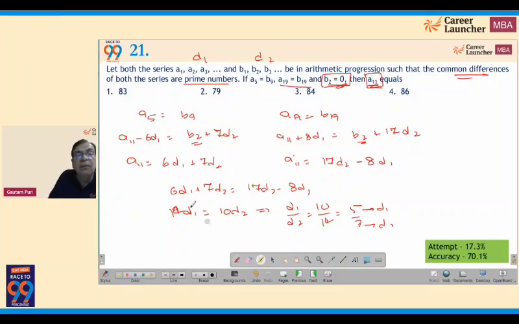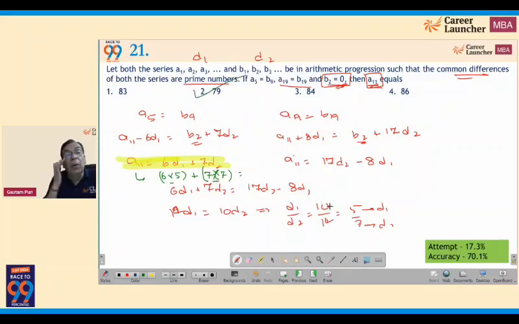A11 we have already found here. So A11 is equal to 6 into D1, which is 5, plus 7 into D2, which is 7. 30 plus 49, 79. Okay. Now, the only jugaad I am suggesting here is that you work with respect to B2 and A11 and not others. If you had started with A1 also, you would have got the answer, but you would have done a couple of extra steps.